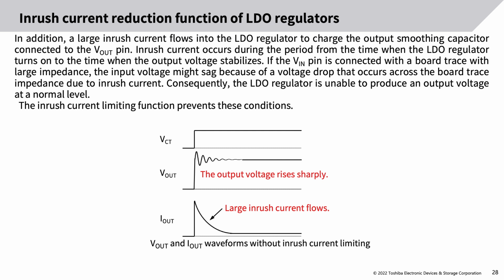Inrush current occurs during the period from the time when the LDO regulator turns on to the time when the output voltage stabilizes. If the V-in pin is connected with the board trace with large impedance, the input voltage might sag because of a voltage drop that occurs across the board trace impedance due to inrush current. Consequently, the LDO regulator is unable to produce an output voltage at a normal level. The inrush current limiting function prevents these conditions.